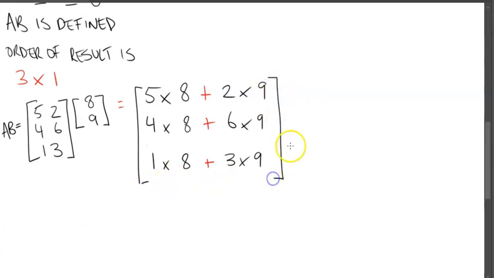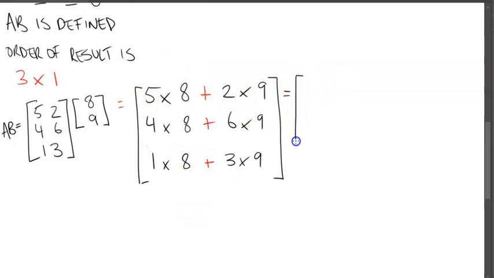So what I'm expecting is once all of this has been figured out, the order of the result should be a 3 by 1 matrix. Well, that will give me a 3 by 1. Once this is figured out, this will just be one number. There'll be 3 rows of them and 1 column. That's what I'm expecting.